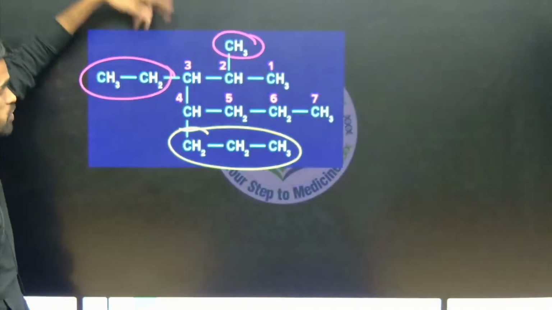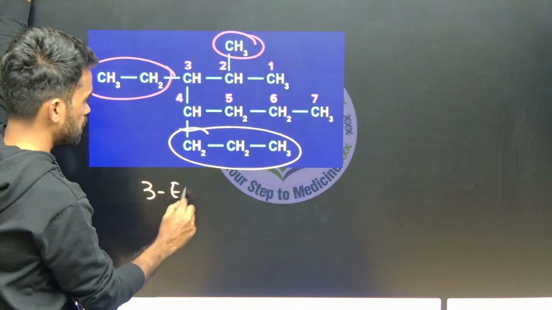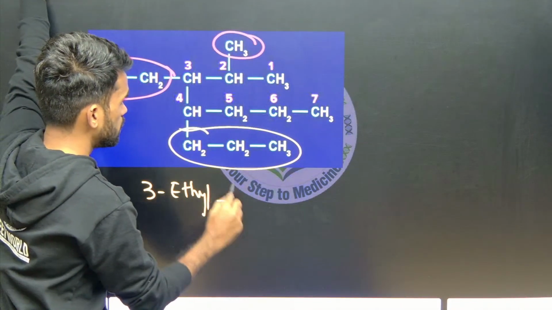At the second position methyl, at the third position ethyl, at the fourth position propyl. So which comes first here? Alphabetical order. E comes first. So you can write 3 ethyl, and this is P and this is M, so 2 methyl, just follow alphabetical order. Methyl, and the next 4 propyl. How many carbons are there? 7. Heptane. That's it. This is our name for the compound. Hope the discussion is clear again on this.